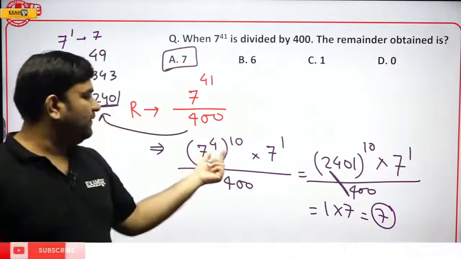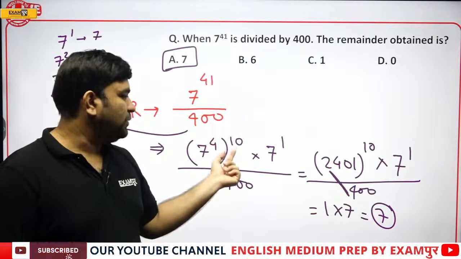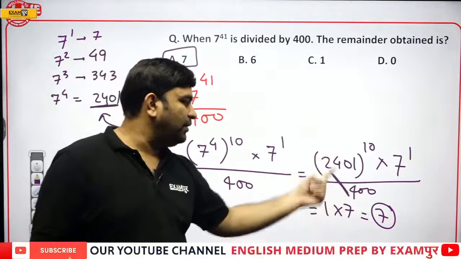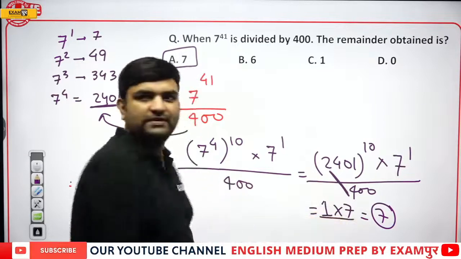So 7 to the power 40, I broke it as 7 to the power 4 raised to the power 10, 2401 to the power 10, into 7 to the power 1. A remainder of 1 from here. 1 raised to power 10 is 1. 1 into 7.